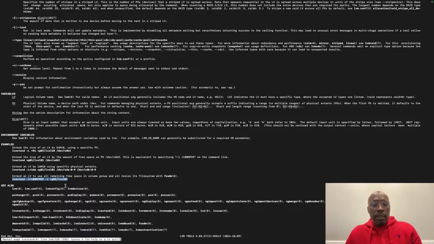Command C, I am using a Mac. Command V. Okay. So the -r tells the command to automatically resize the logical volume when you run this command.